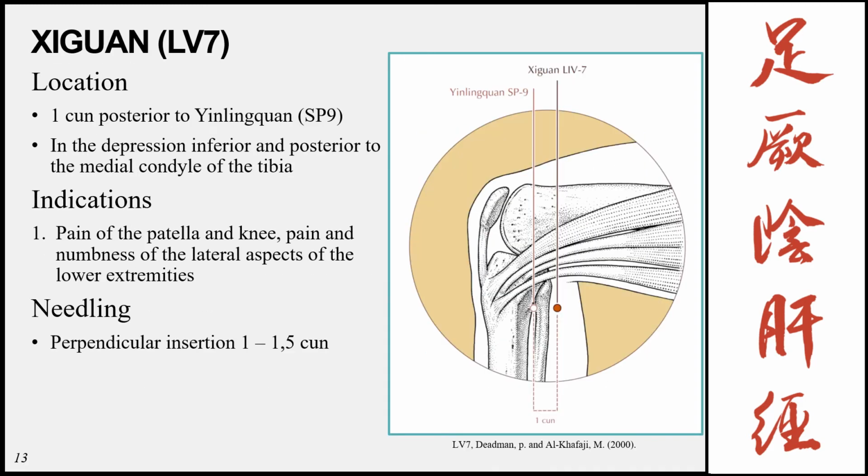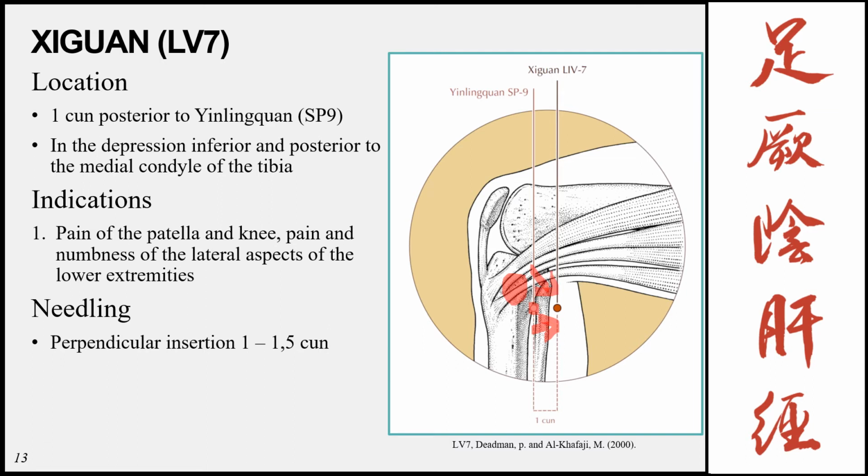The next point is QUQUAN, liver 7. This point is 1 tun posterior to YINLIAN, spleen 9, over here in the image. So we find spleen 9 and we're going to go 1 tun posterior, and it's in a depression inferior and posterior to the medial condyle of the tibia. So here's the medial condyle of the tibia, and we've got to be inferior and posterior to this point as well.